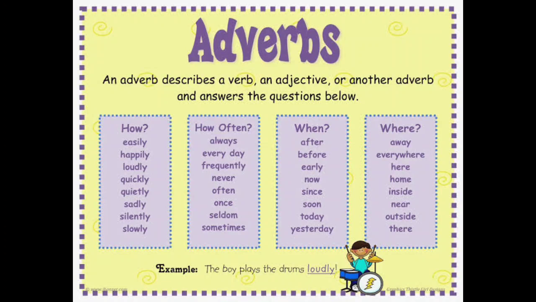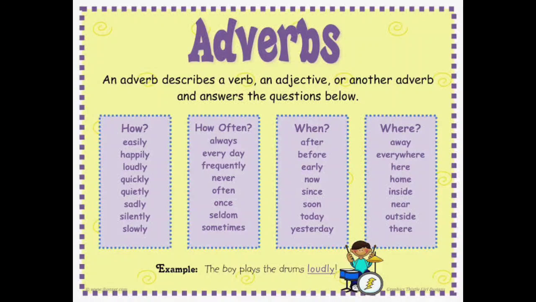So first one, how, which shows the adverb of manner. For how, we have the answers here: easily, happily, loudly, quickly, quietly, sadly, silently, slowly. These are all the adverbs of manner, that show how the action happened.